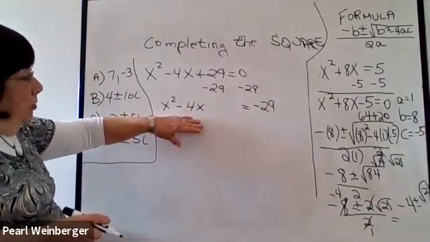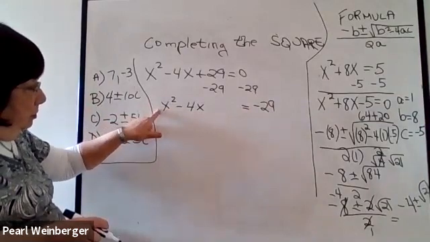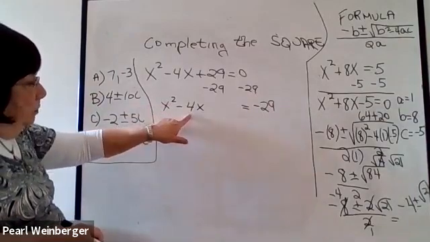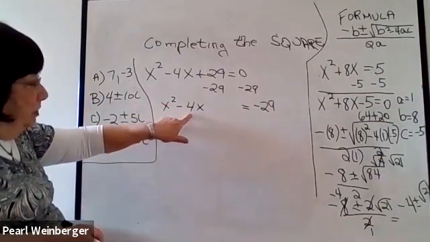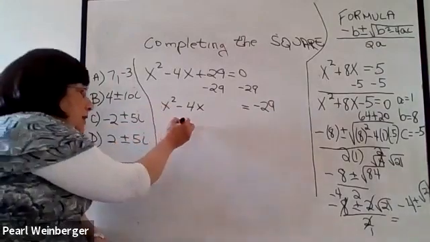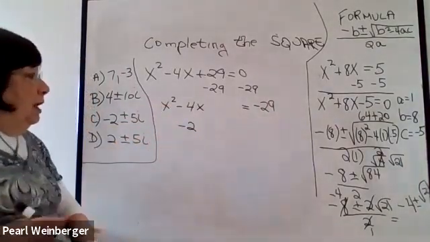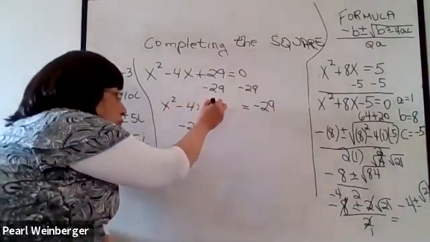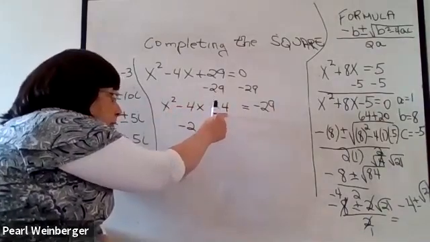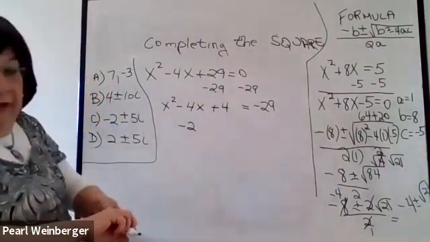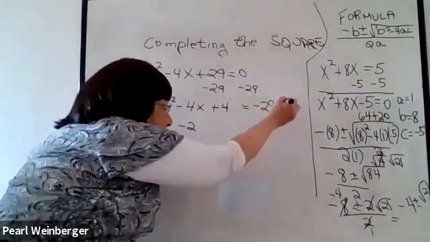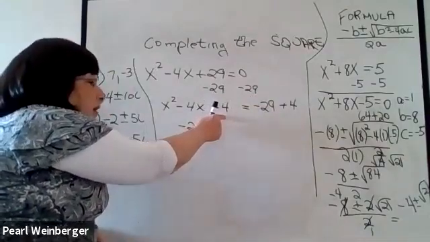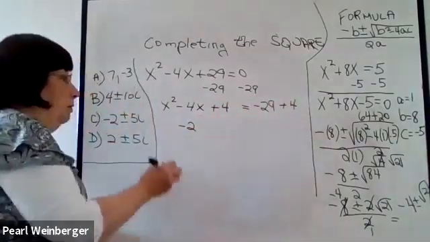Now I see this is an x squared, or just a 1. The a is 1 and the b is an even number. I take half of this number, half of negative 4 is negative 2. I'm going to write it over here, and I square it. Negative 2 times negative 2 is positive 4. I add 4 over here to complete the square. But whatever I do on one side, I do on the other side as well. Since I added 4 over here, I've got to add the 4 over here.